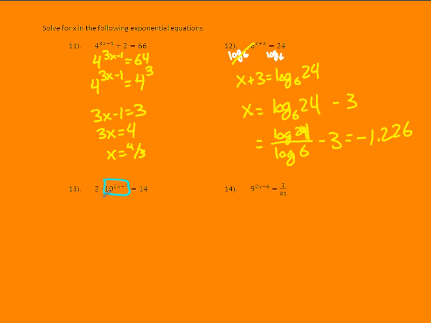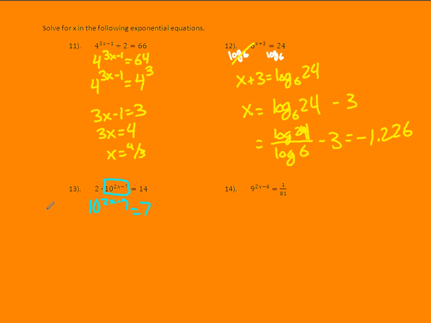In 13 down here, first step is I need to make sure again the exponential here is by itself. I'll do that by dividing both sides by 2. Now the big issue is you cannot divide the exponential by 2. You need to just get rid of the 2 by dividing both sides by 2, not every term. So 14 divided by 2 is 7.